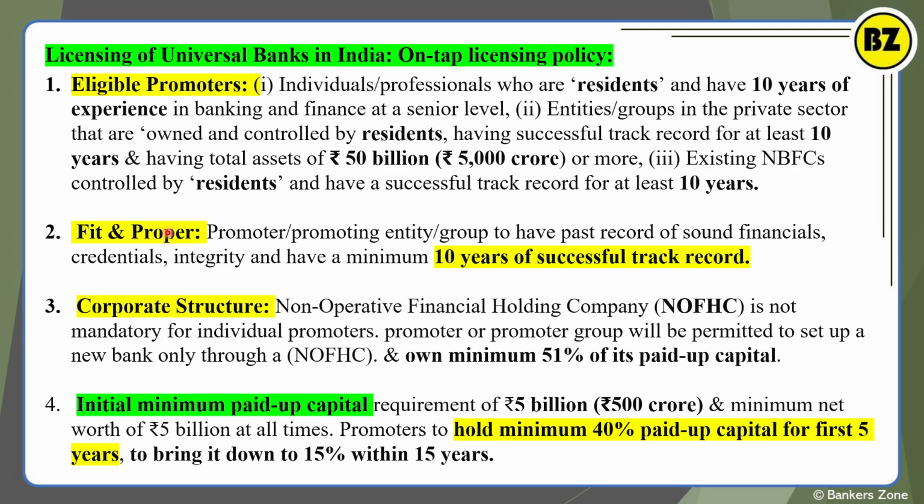Now, the fit and proper criteria. RBI always asks for fit and proper. What is fit and proper? The promoter, promoting entity or group should have a past record of sound finances, sound credentials and integrity, and at least 10 years of successful track record. Again the same thing, 10 years of track record; that is the fit and proper criteria RBI sets. About the corporate structure, the non-operative financial holding company, NOFHC, is not mandatory for individual promoters.